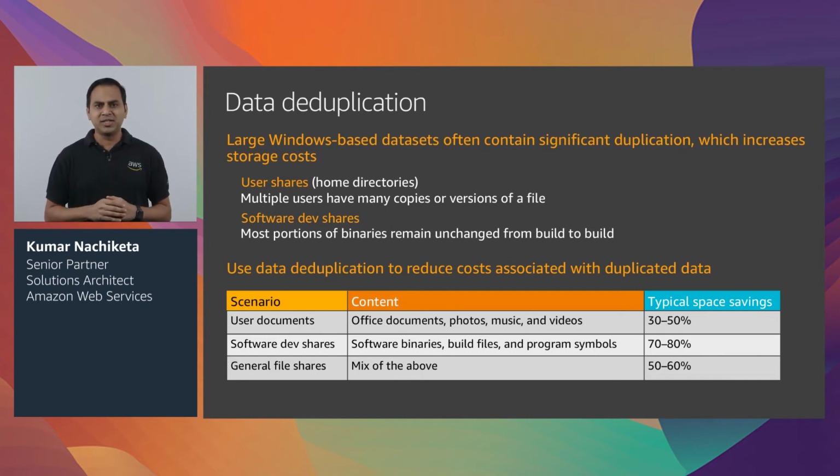So data deduplication is a feature in Windows Server that reduces costs associated with redundant data by storing a duplicated portion of files only once. It optimizes files transparently such that users and applications accessing the data are unaware of deduplication happening in the background. So, how much storage savings can you expect with data deduplication? The storage savings you can achieve depends on the nature of your data set, including how much duplication exists across files. Typical savings average 50 to 60% for general purpose file shares, with savings ranging from 30 to 50% for user documents and 70 to 80% for software development data sets.